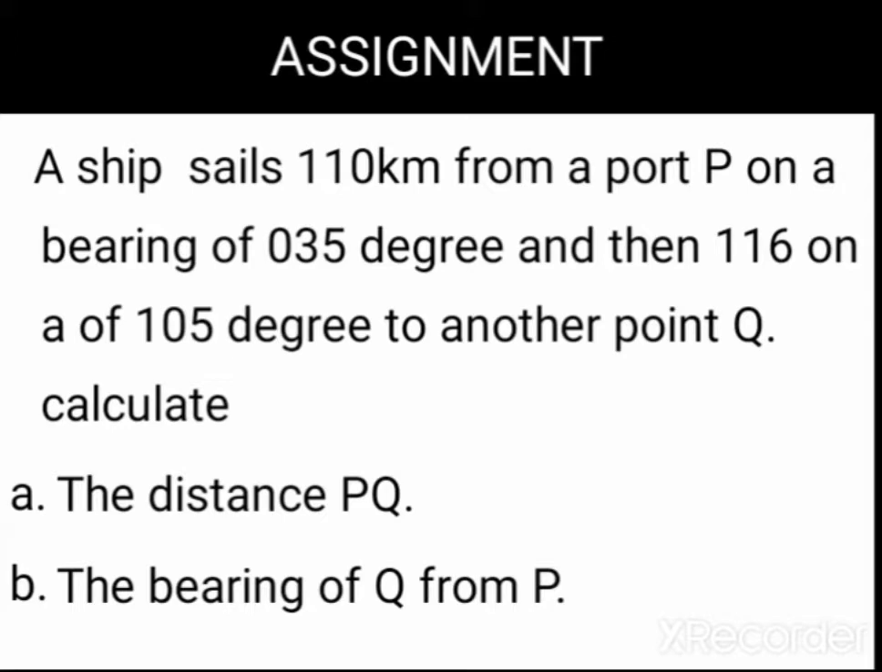We say that a ship sails 110 km from a port P on a bearing of 35 degrees and then 116 km on a bearing of 105 degrees to another point Q. Calculate the distance PQ and the bearing of Q from P. So this assignment was given in our program. So let's solve it. Let's have our correction.